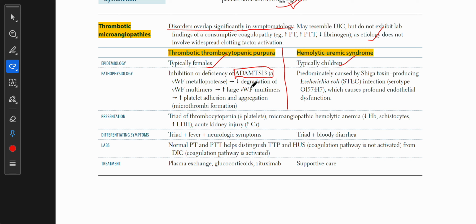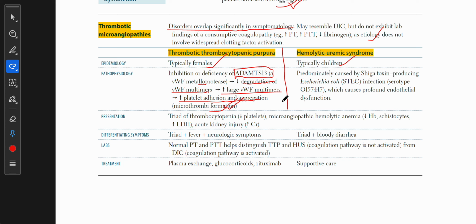So ADAMTS13 is actually von Willebrand factor metalloprotease, and its deficiency will lead to decreased degradation of VWF multimers, and that will lead to an increase in large VWF multimers, so increased platelet adhesion and aggregation, and microthrombi formation. Microthrombi form, and then they obstruct the lumen of blood vessels, right? So this is a thrombotic microangiopathy, that is, small blood vessels are affected.